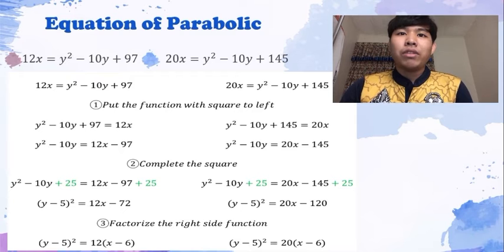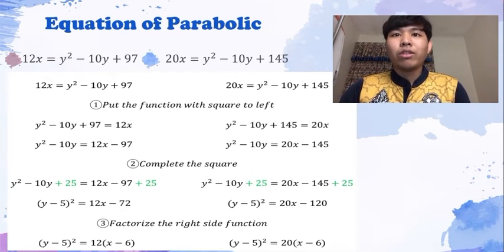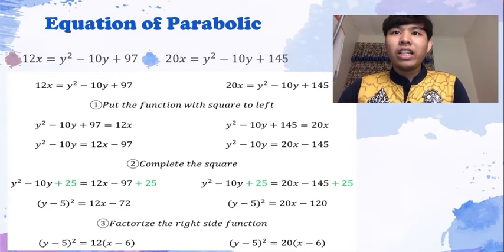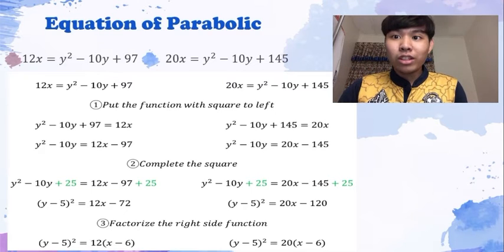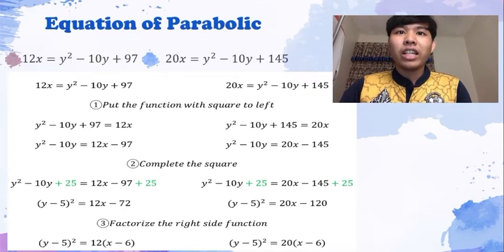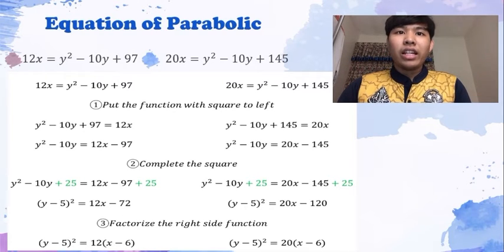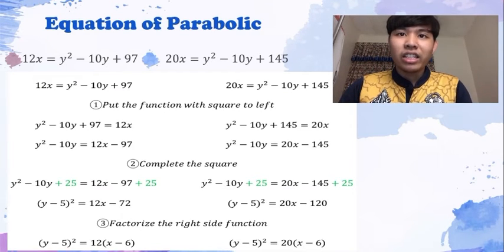First, we put the function with the square to the left, so we rearrange the equation. Secondly, complete the equation using completing the square, so we can get the value. Third step is to factorize the right side function, thereby giving a clear view of the parabolic equation used to find the vertex. Both of the functions have the same vertex, which is (6, 5).